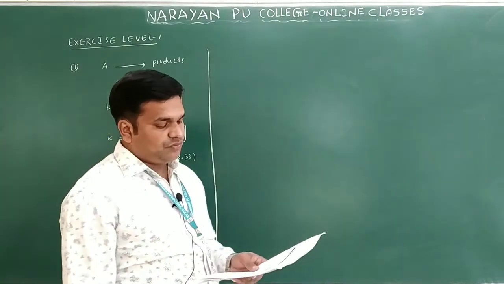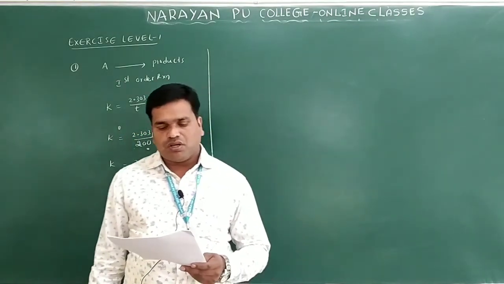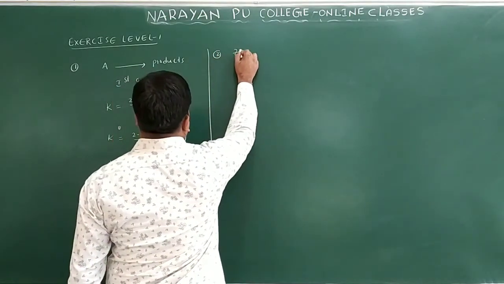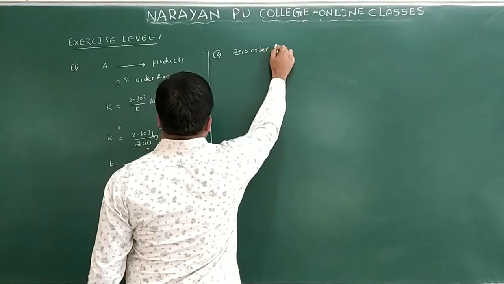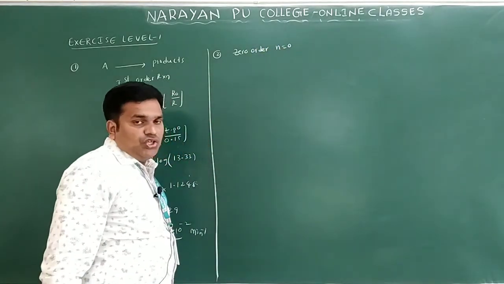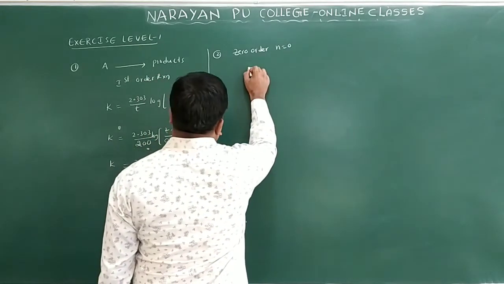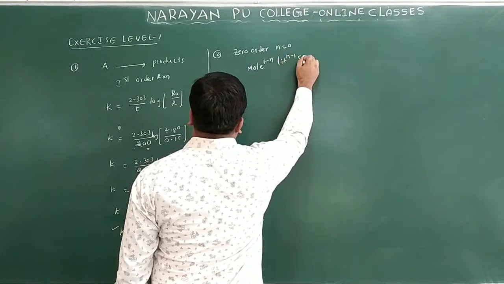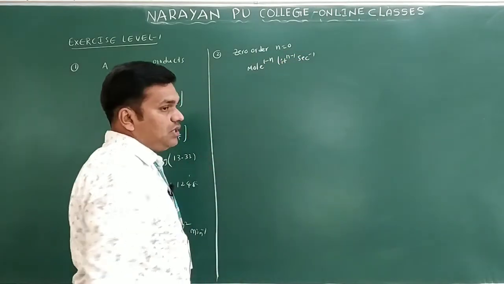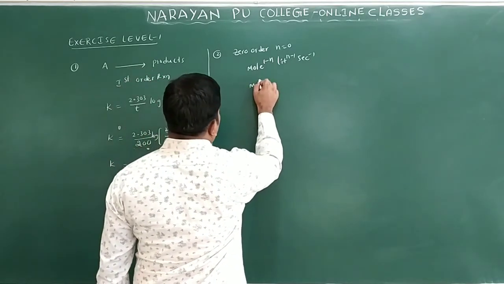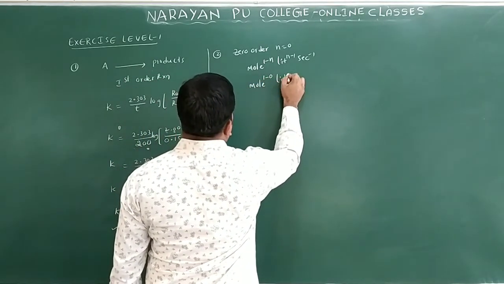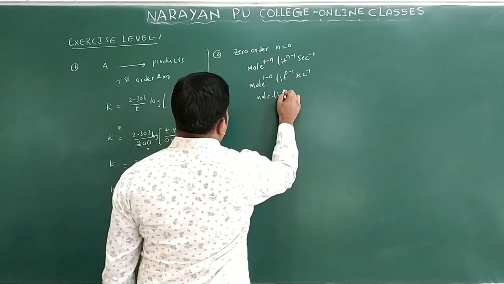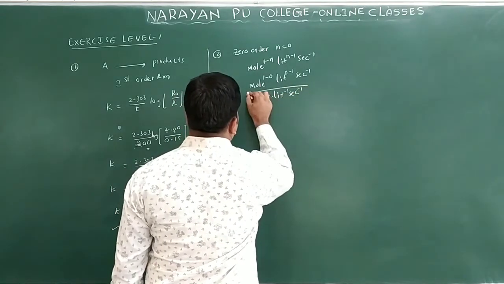See the second question here. Which of the following statements about zero order is not true? Zero order means here n is equal to 0. If you know the rate constant units, what will you get? Mole power 1 minus n, liter power n minus 1, second inverse. What is the n value? The n value is 0. So you will get mole power 1 minus 0, liter power 0 minus 1, second inverse. So you will get mole, liter inverse and second inverse.